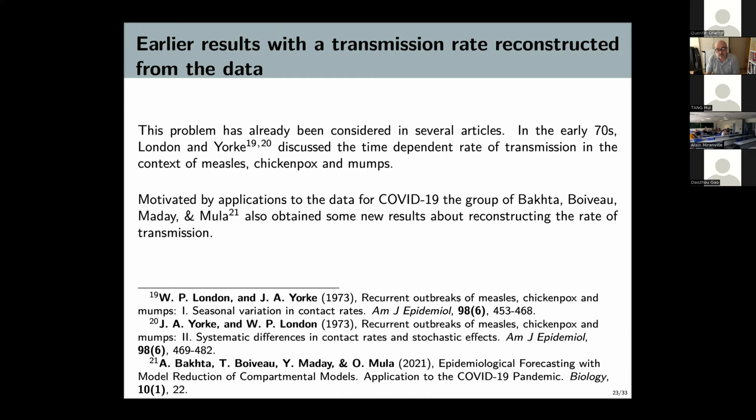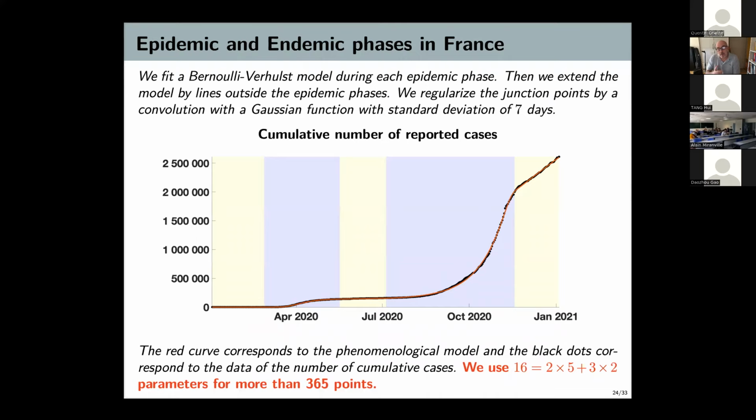This slide is just to tell you that we are far from being the first, since London and York already considered such a problem in the 70s, using a discrete time epidemic model, and they fitted the transmission rate to some data, I forgot now, it's written here, for several diseases. And more recently for COVID-19, there was some study we got inspired by from the group of Yvon Madé and Olga Mula, who gave a talk in this webinar, by the way. And so here we developed a phenomenological model that is following the cumulative reported case data.